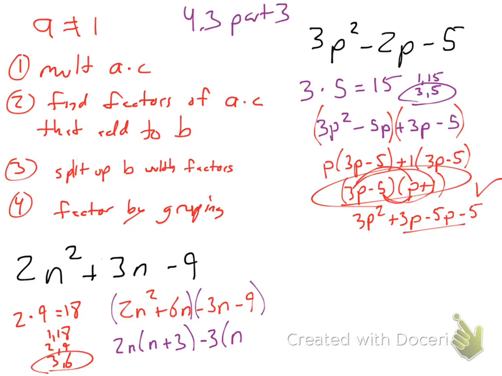And don't forget that I'm going to divide this out. So a negative divided by negative will end up being a positive 3. And so I get n plus 3 times 2n minus 3. And you're done. We did factor by grouping, and we factored quadratics when a was not equal to 1.